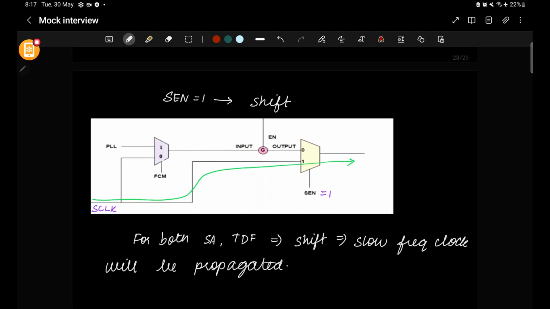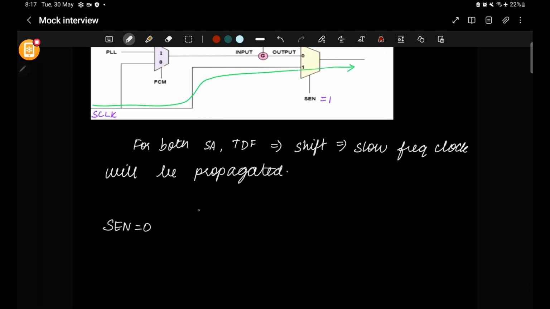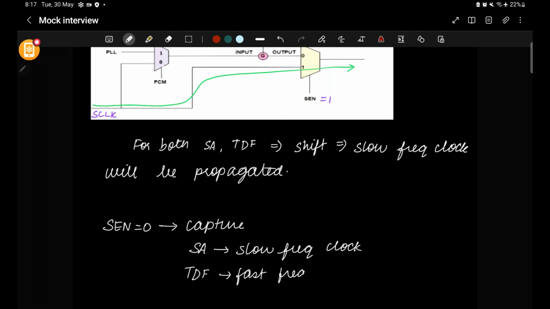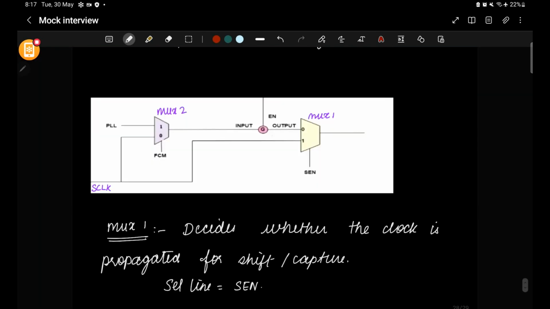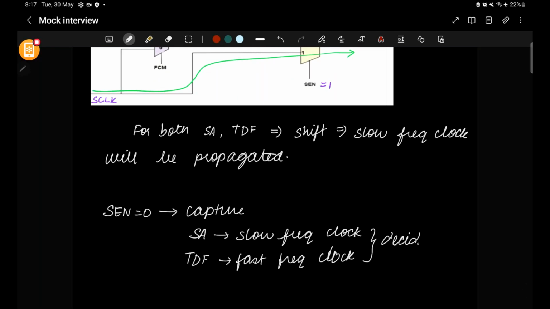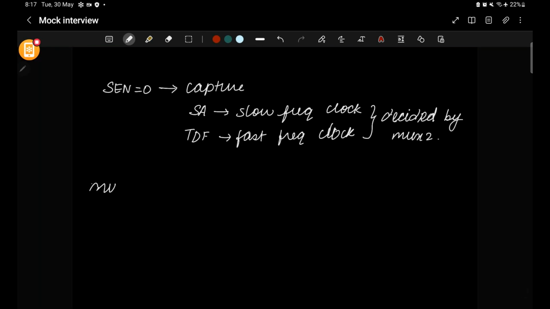Okay. Now when scan enable is equal to 0, that is capture. So during capture, if it is stuck at, then slow frequency clock has to be propagated. If it is TDF, then fast frequency clock has to be propagated. So this will actually be decided by mux2. Whether it is stuck at or whether it is TDF, mux2 is deciding, no?